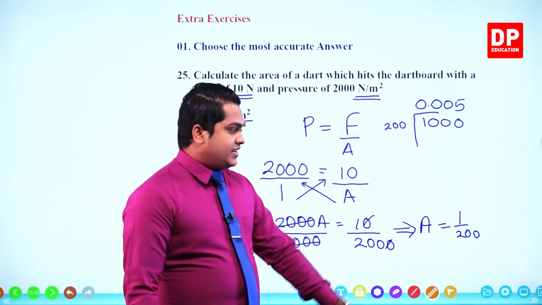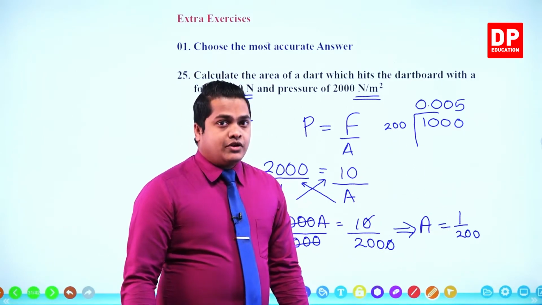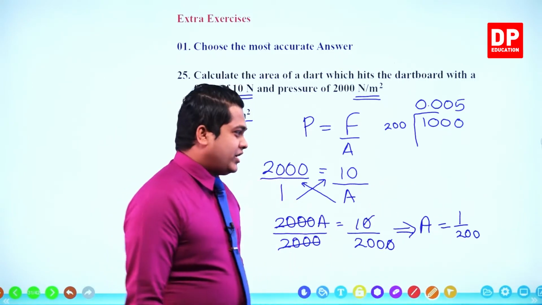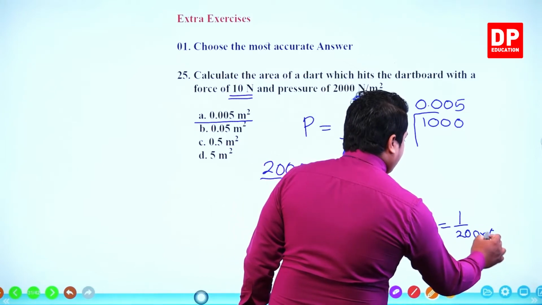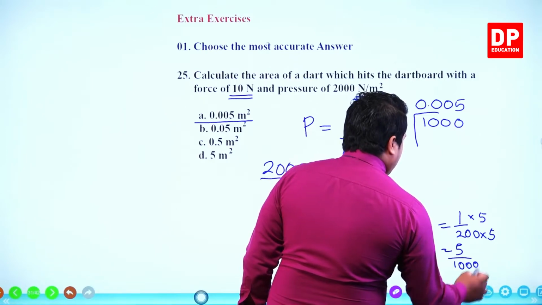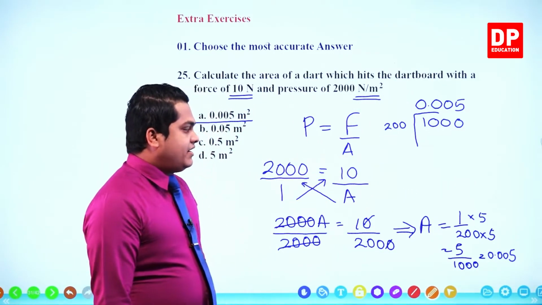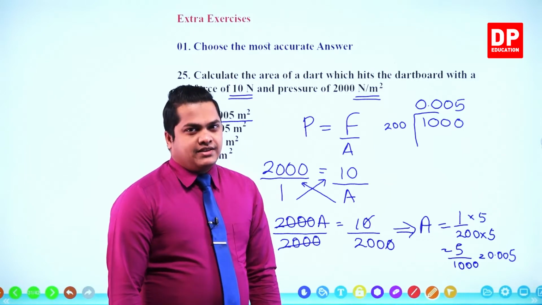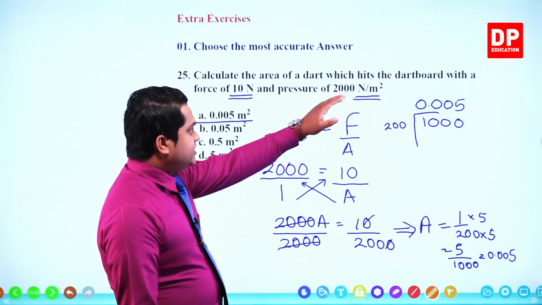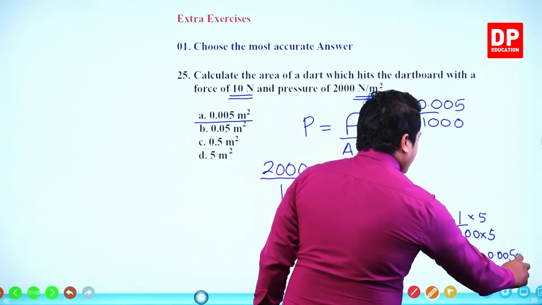Here there are different ways of converting this fraction into a decimal. However, I have divided. If you want, you can multiply both sides by 5 to convert into 1000. So 5 over 1000 also means 0.005. Or else you can divide and get the answer. You will be getting the same answer either way. There is no problem in it. As we have substituted with the fundamental units, newtons per square meter and newtons, our answer should be in square meters.